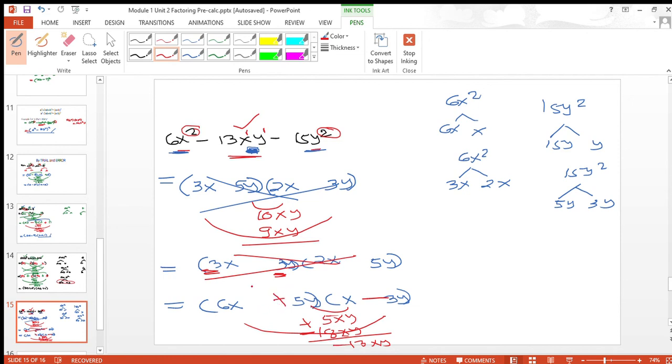So let's check. 6x times x, 6x squared, check. 5y times negative 3y, negative 15y squared, check. 5xy minus 18xy, if we add, we get minus 13xy. All terms accounted for. Therefore, let me just rewrite our final answer. Our final answer is we have 6x plus 5y multiplied by x minus 3y.